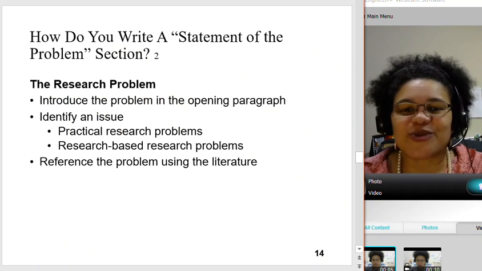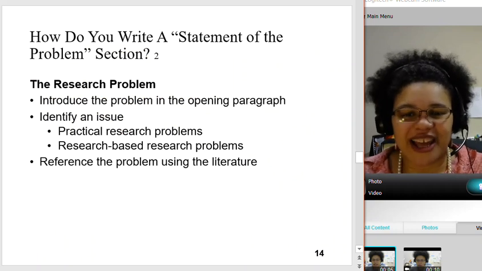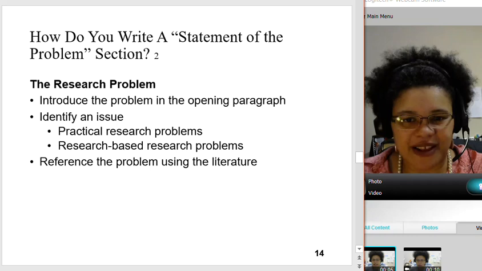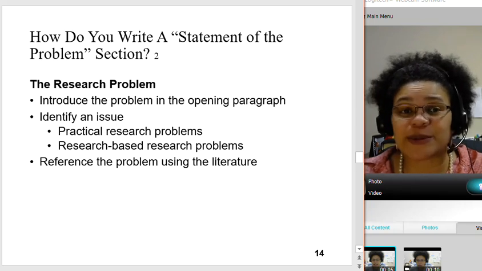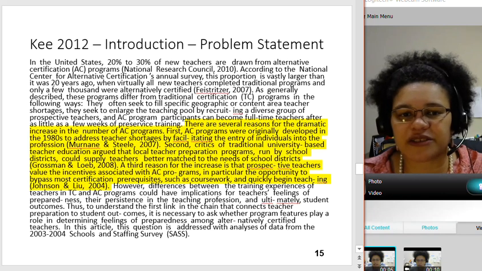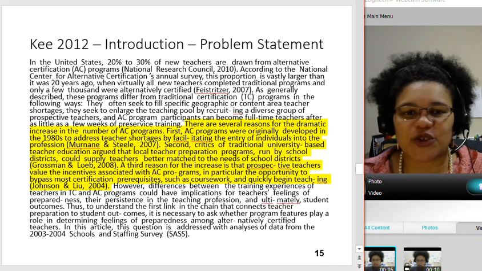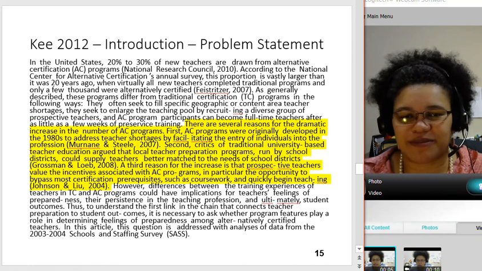Next, the research problem. Again, we're still in the opening paragraph. I want to identify an issue. What's the practical research problem or research-based research problem? And reference the problem using literature. And you see, I sprinkled literature throughout this introduction. So, the research problem.